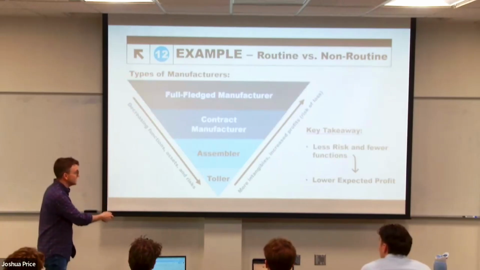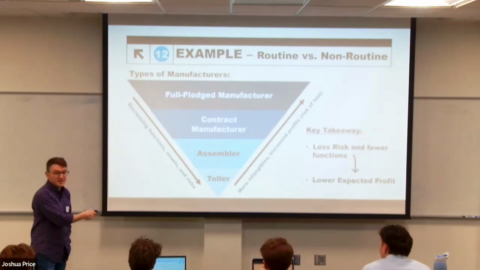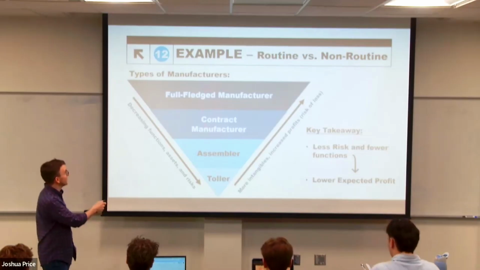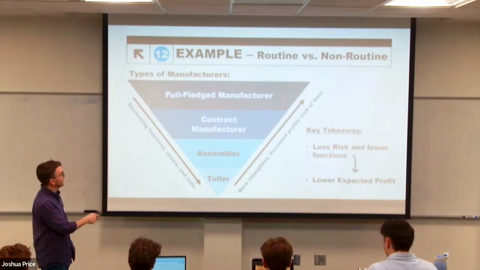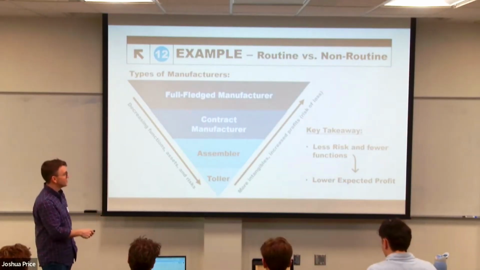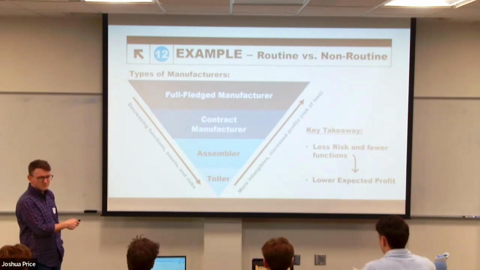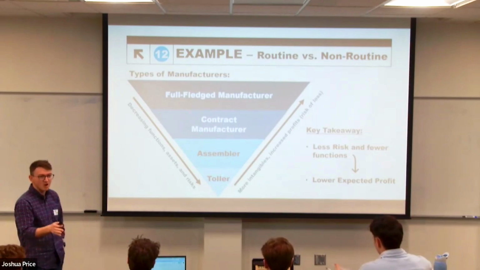You've actually got a continuum of types of manufacturers in a given system. You have your most risk-bearing type of manufacturer, what they call a full-fledged, and you have your least risk manufacturer, which is just a toll. Have any of you heard of these terms before? Maybe contract manufacturers. Most people hear contract manufacturers, right?